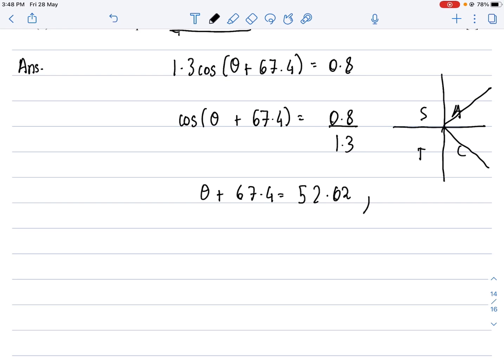Now for the last quadrant, I do 360 minus theta, and theta is the value you got in the positive quadrant. So I do 360 minus 52.02, and I get 307.98. Now I can subtract 67.4 from the respective values. When I do that, I get minus 15.38. And for 307.98 minus 67.4, when I solve that on the calculator, I simply get 240.6.